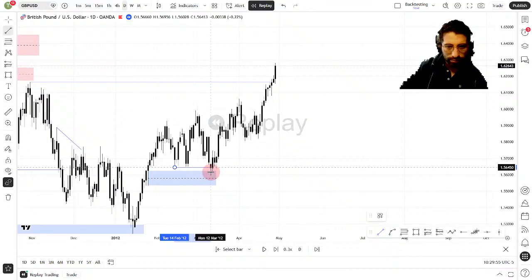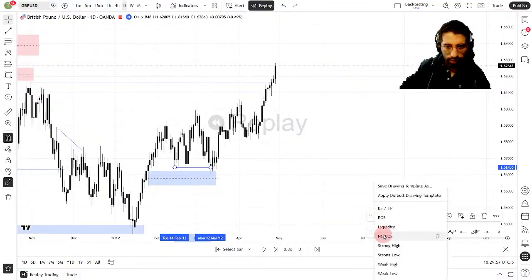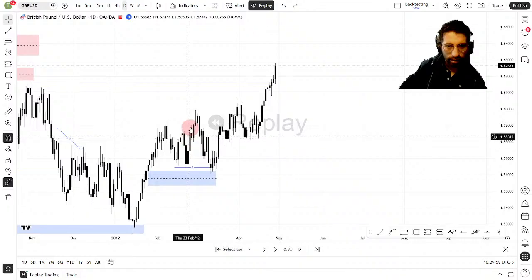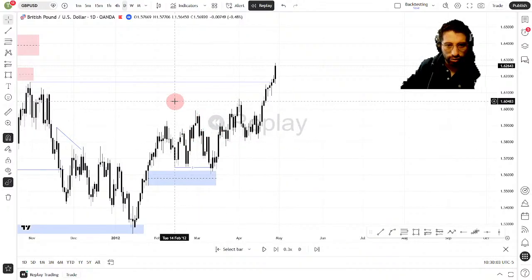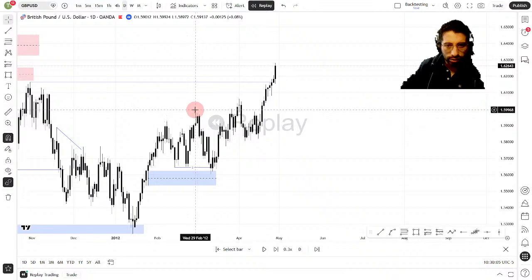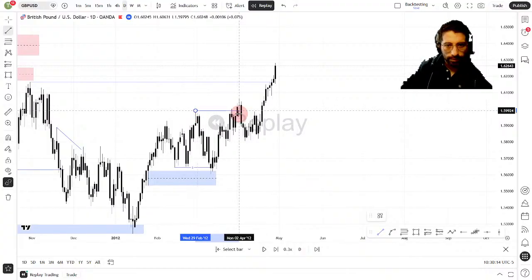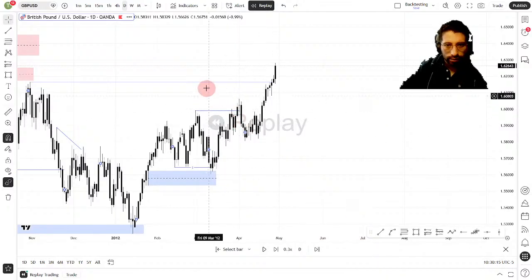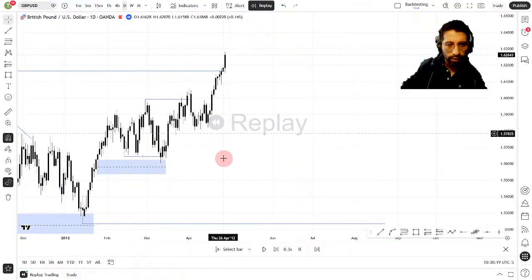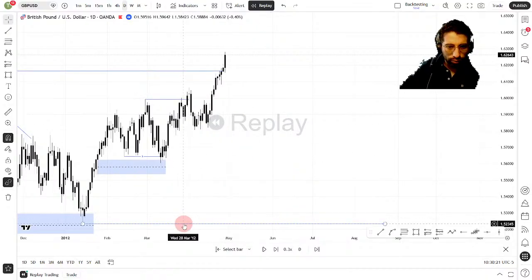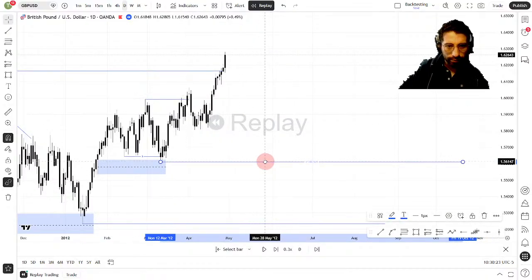So liquidity has been taken right here, boom, liquidity, boom, taken. And after this, we have the first confirmation, which is a break of structure. But then the highest high, which was this one, was broken with a body of the candle right here. Like this, with a body of the candle, and now the price continues with its uptrend. Now, this will become our strong low, right?